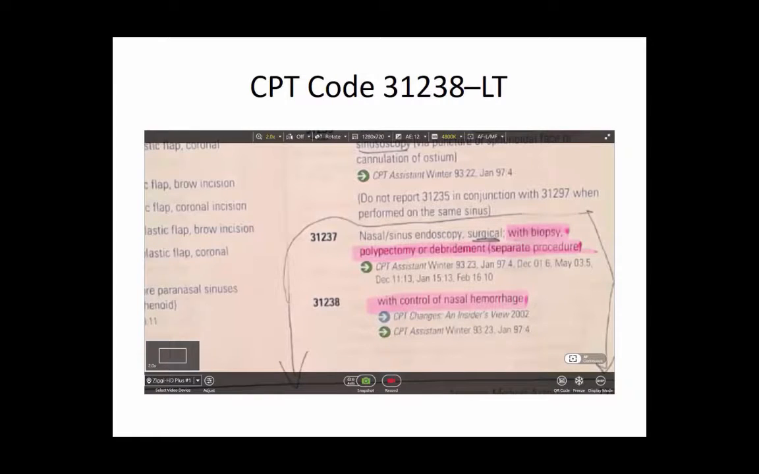The final code, 31238. I'll show you here from the code book. The parent code, nasal sinus endoscopy, surgical, and then the final code, 31238, with control of nasal hemorrhage. And you see how I've drawn a half circle around those two codes and the arrows. And the arrows tell me that on the next page is a continuation of this family of codes.